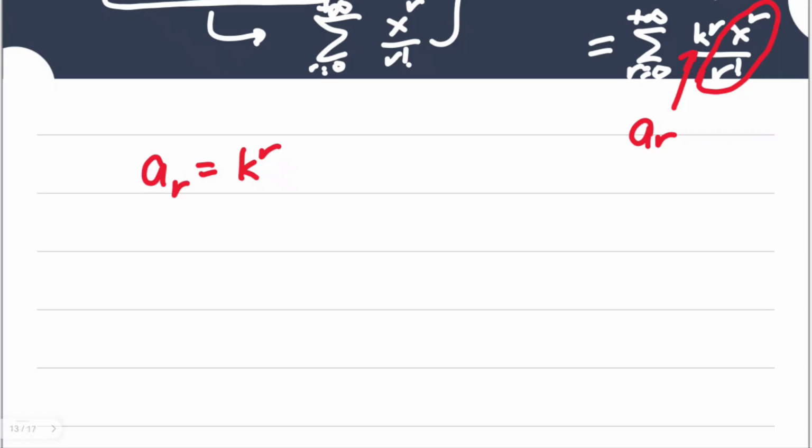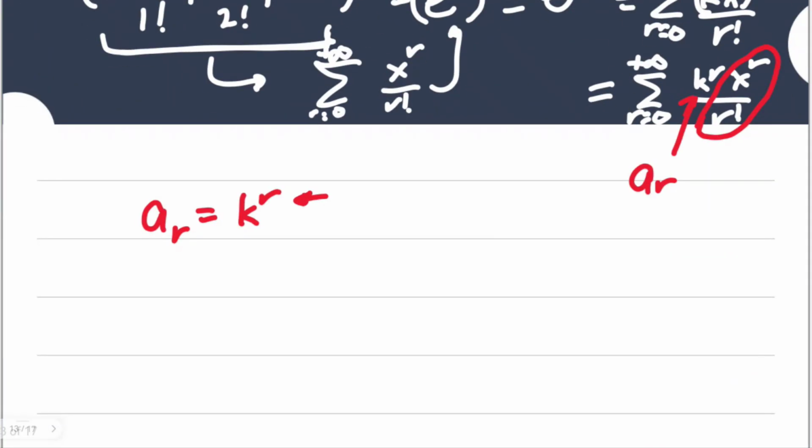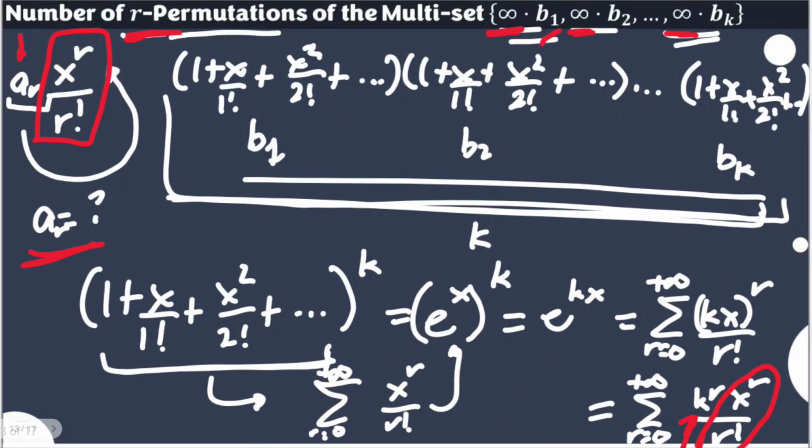Now, say for example, you're trying to find the number of 5 permutations in a given multiset. You simply substitute 5 for r to get the value, and k is again the number of distinct objects presented in the given multiset. So this is the formula, and we might be able to use that in a specific situation soon.